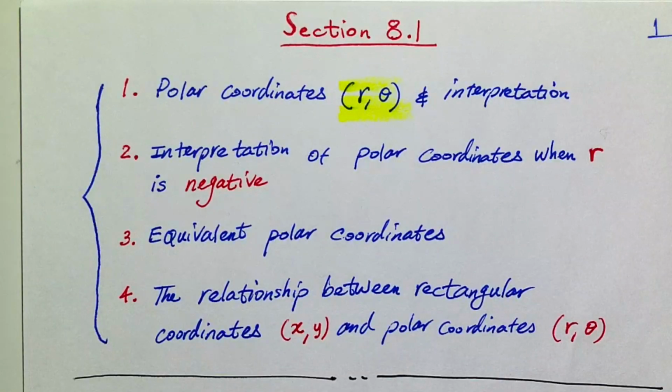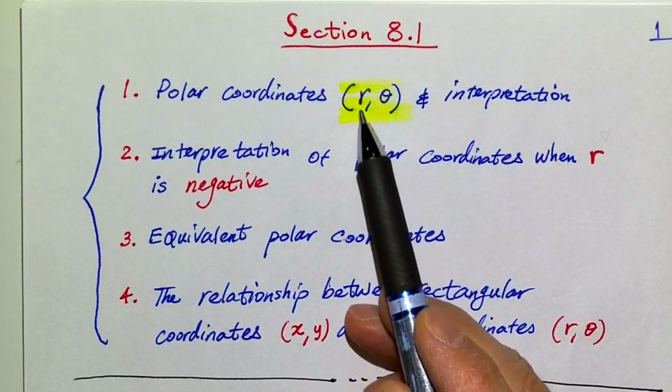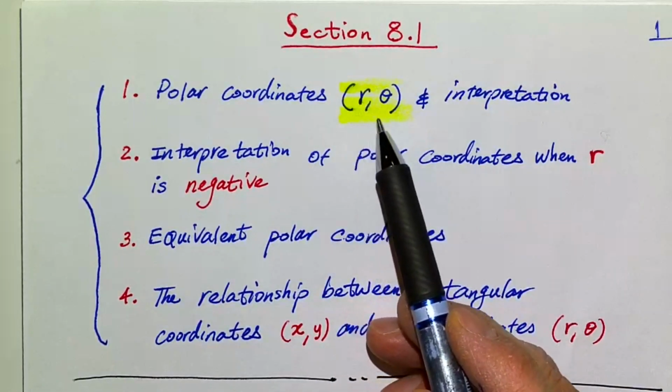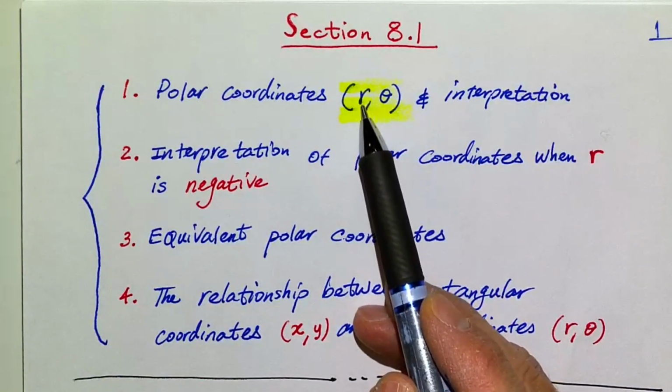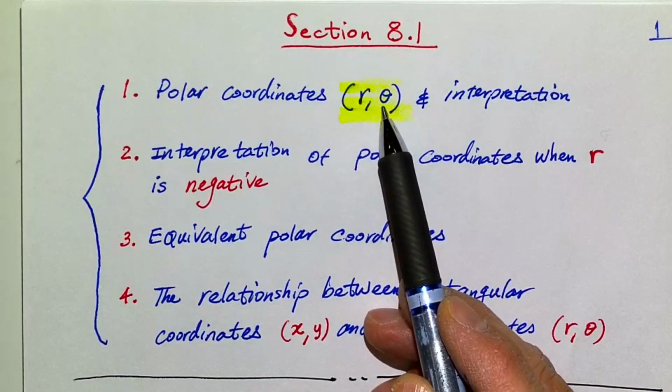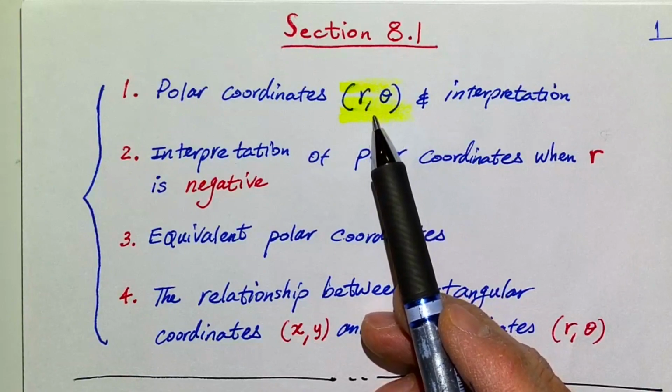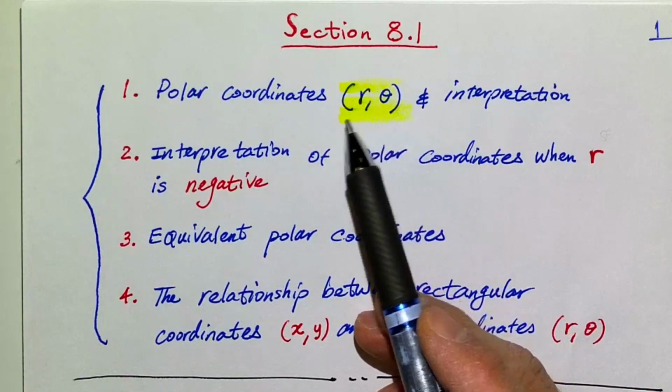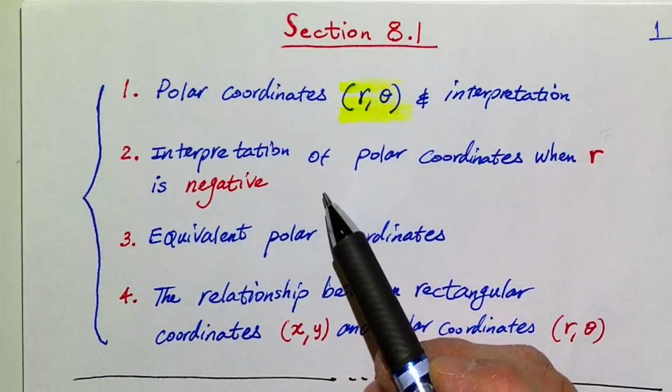Hello everyone, welcome to our discussion of section 8.1 where we will begin to talk about polar coordinates. Now there are several things that are important about polar coordinates. First of all, the notation that you see on the screen here refers no longer to the x and y coordinates but to a distance from the pole or origin, which we call r, and theta, which is the angle between the positive x-axis and the terminal side of the angle.